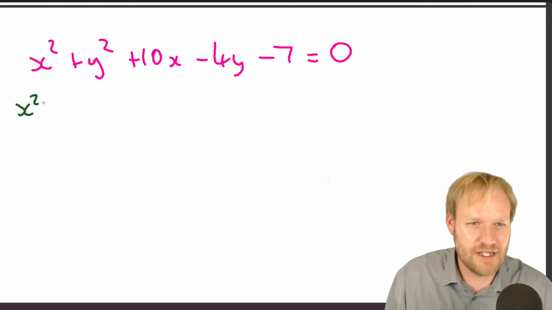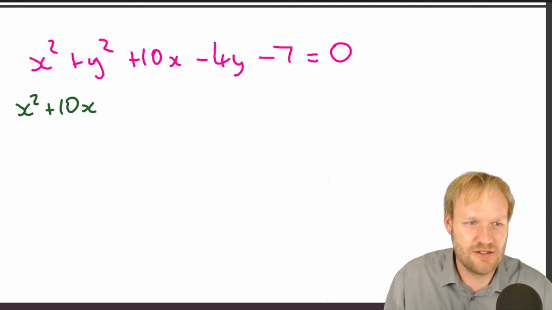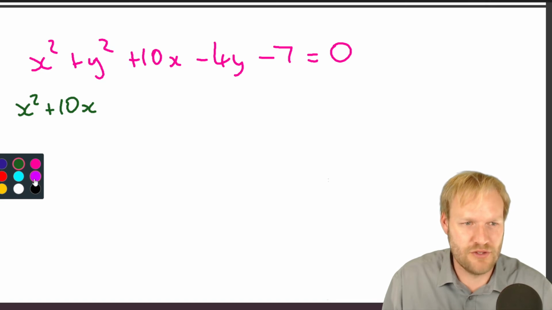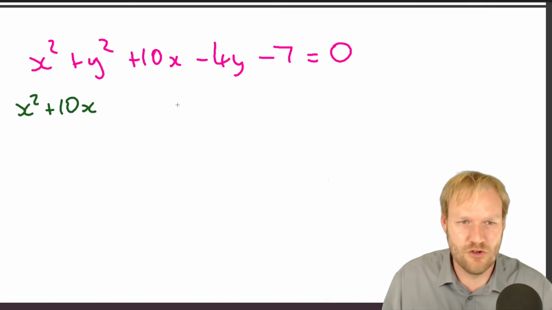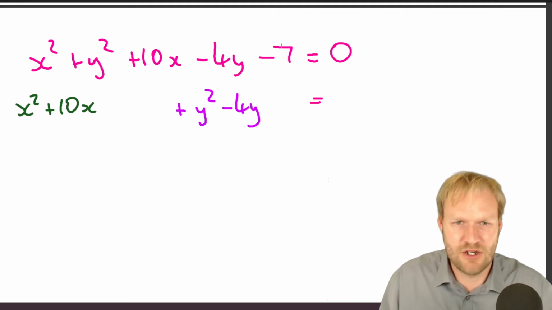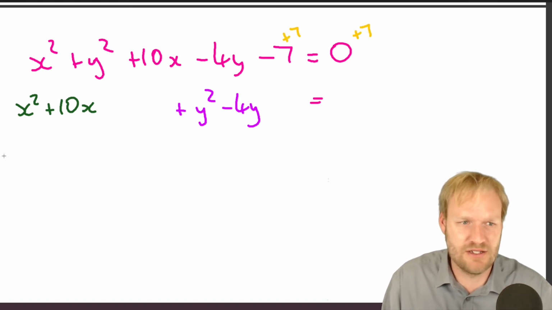So I'm going to put the x squared plus 10x. And for the other part, I'm going to go for plus y squared minus 4y. And then for the other bits, I'm going to go, well, this minus 7. I'm just going to plus 7 on both sides. In other words, we've got equals 7.